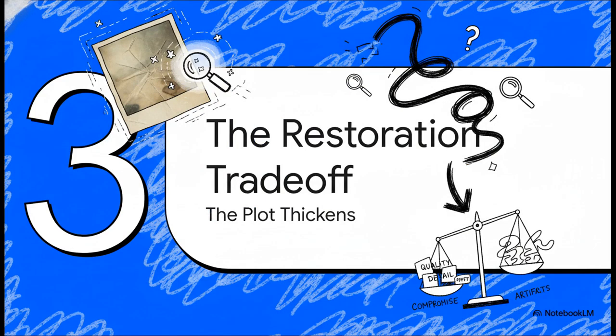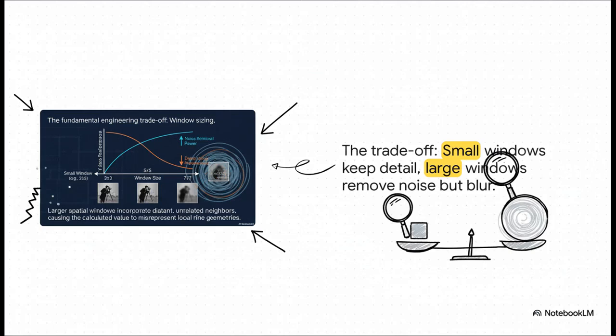So, we found a better tool. Case closed, right? Ha! Not so fast. The plot is about to thicken, because in image restoration, every single choice you make comes with a compromise. And this right here is the fundamental trade-off we are always fighting. If we use a really small filter window, say 3 by 3 pixels, we get to keep a lot of the fine detail, but we don't get rid of much noise. But if we go big with like a 7 by 7 window, we do a great job on the noise, but we start blurring the image and losing all those critical sharp edges.